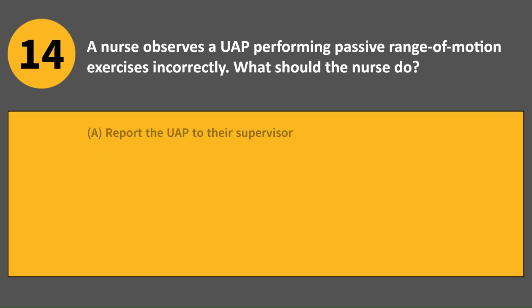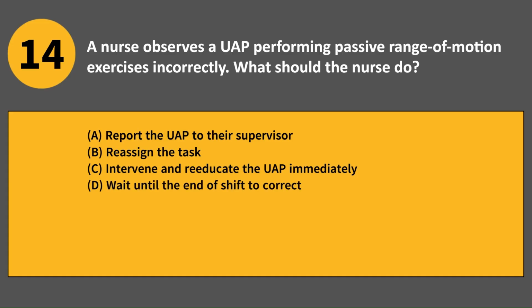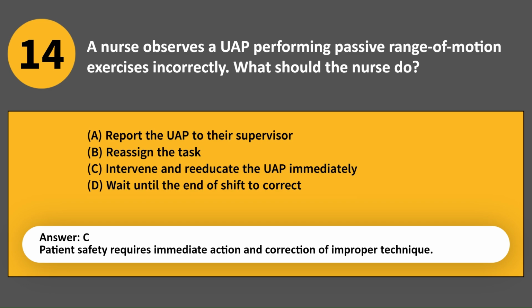A nurse observes a UAP performing passive range of motion exercises incorrectly. What should the nurse do? A. Report the UAP to their supervisor. B. Reassign the task. C. Intervene and re-educate the UAP immediately. D. Wait until the end of shift to correct. Answer: C. Patient safety requires immediate action and correction of improper technique.